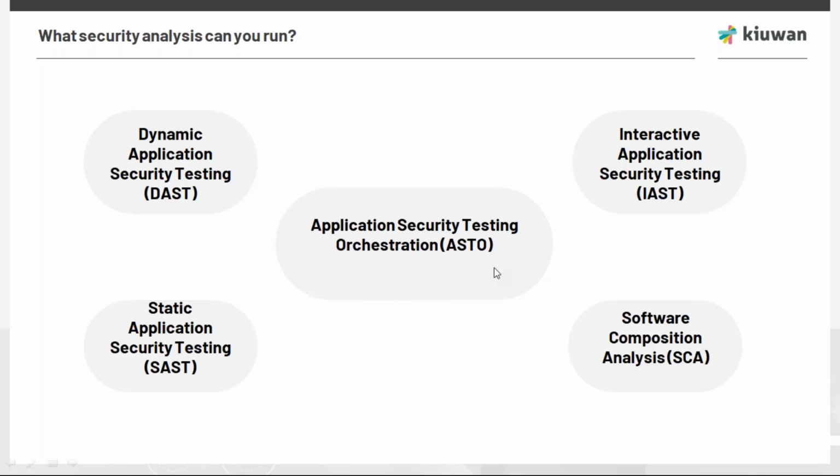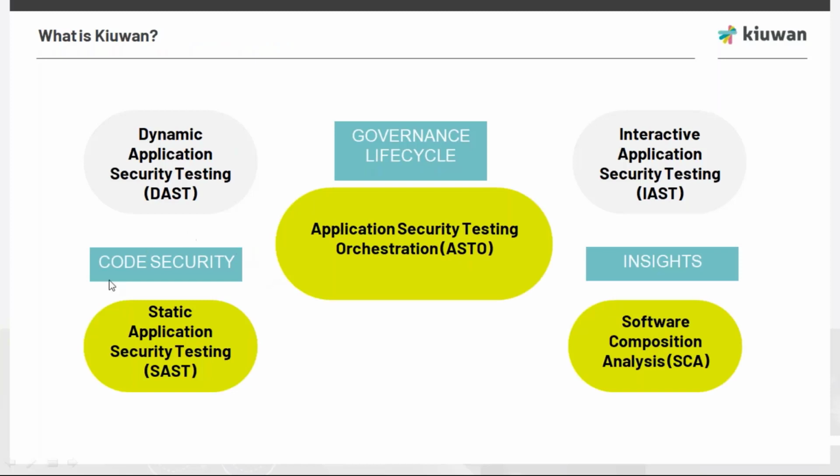And we will see that with Kiuwan, you can run static analysis, what we call the Code Security module. We can run software composition analysis, which is the module that we call Insights. And we can govern all this analysis. We can manage all this analysis and see a whole vision of the health of our software in the Governance and Lifecycle modules.